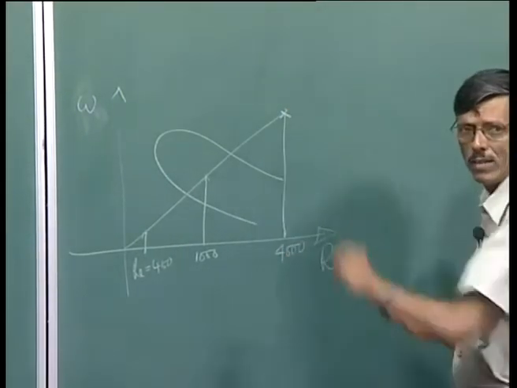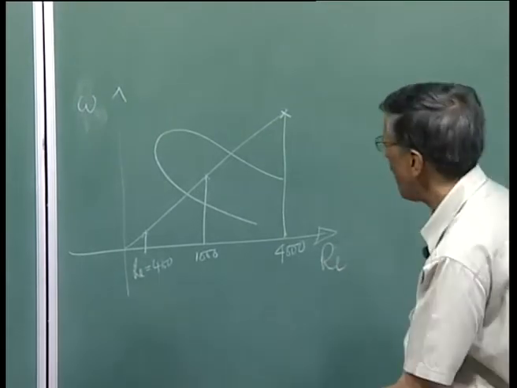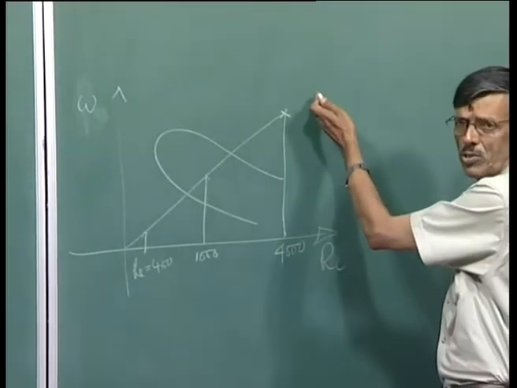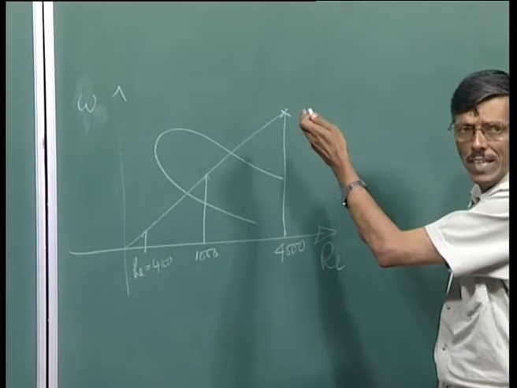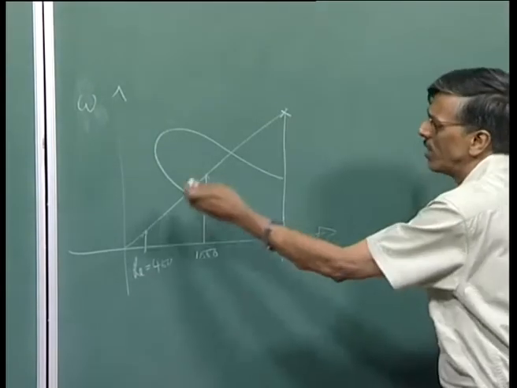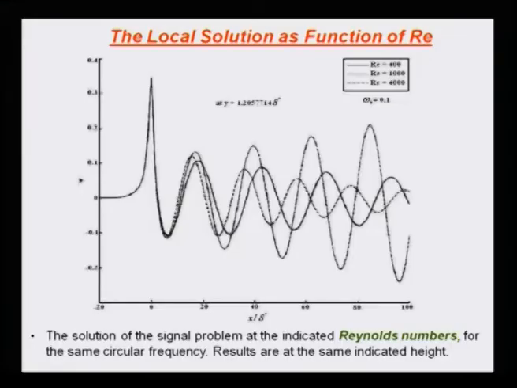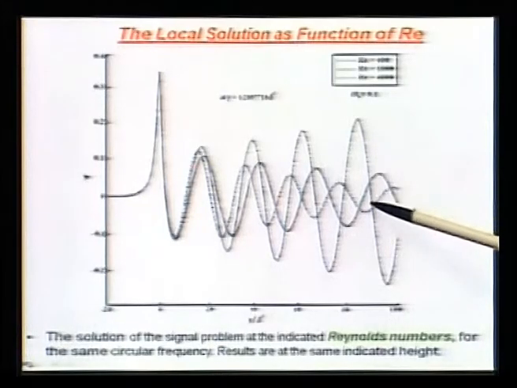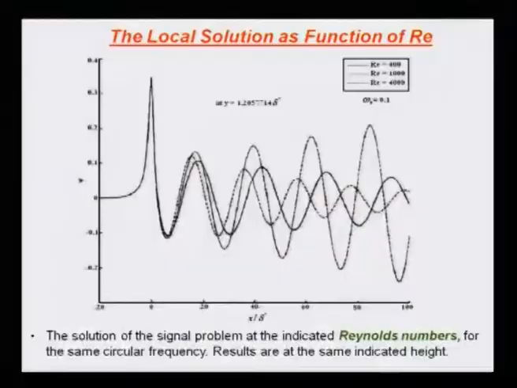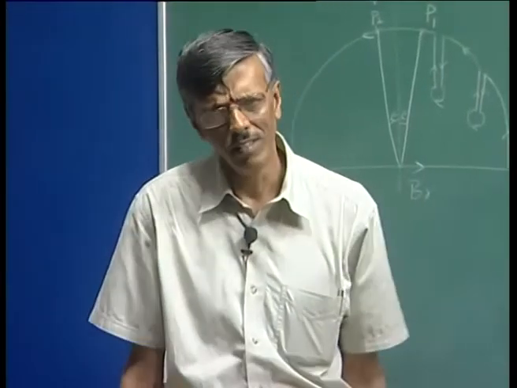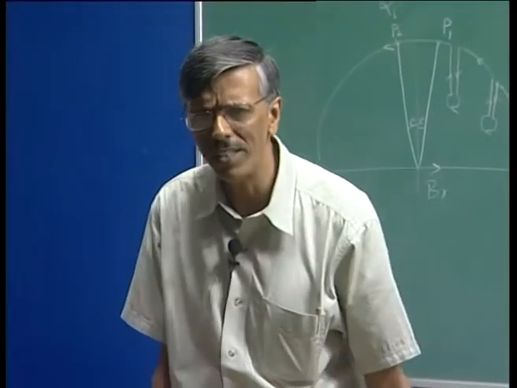That is again going to be stable. And in fact, that is so far away from the neutral curve that the decay rate will be stronger than what you have for 400. And that is what you are seeing. That 4000 solution is here. Okay, so that is what the stability theory tells us.